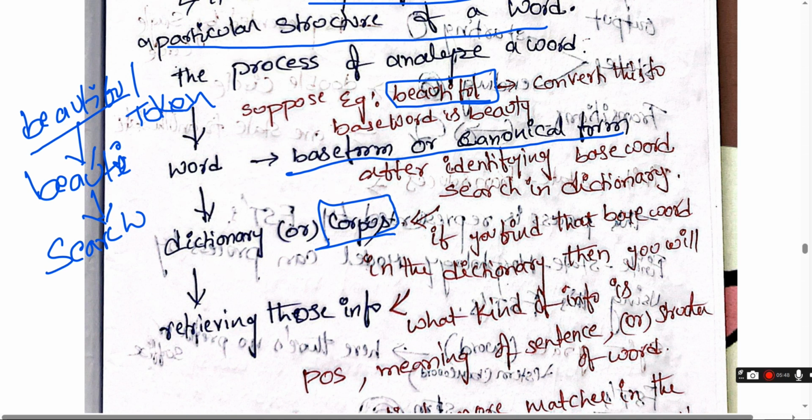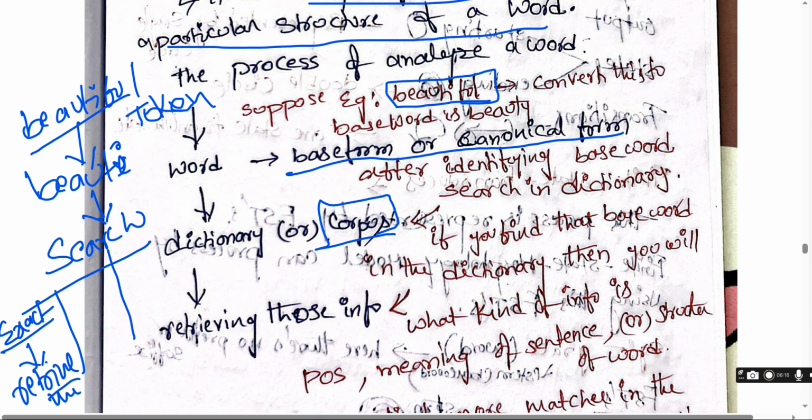Here we need to see the three ways. If you find the exact match of the base word in the dictionary, then you can retrieve the information.